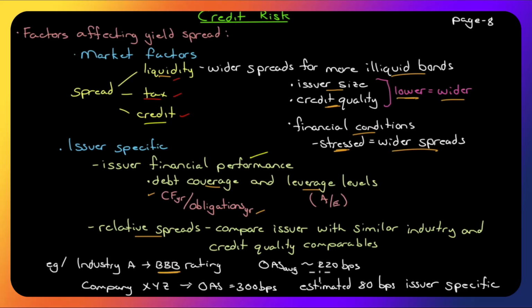The average OAS for that industry, the average credit spread, is about 220 basis points. We see company XYZ with an OAS of 300 basis points. So we would say, well, there's an estimated 80 basis points that is issuer specific, or it could be, if you drop the R, issue specific. There might be something with that particular bond itself that requires a higher spread.